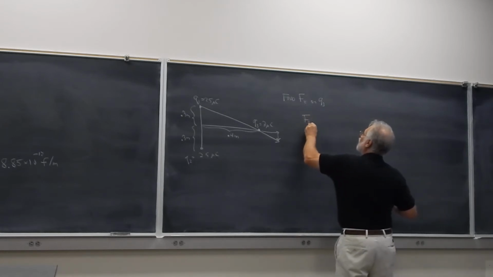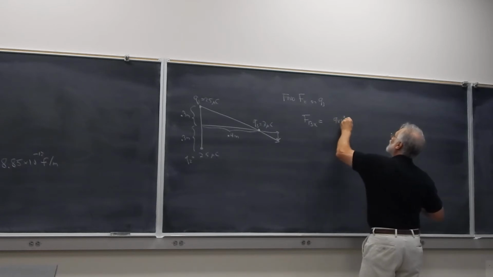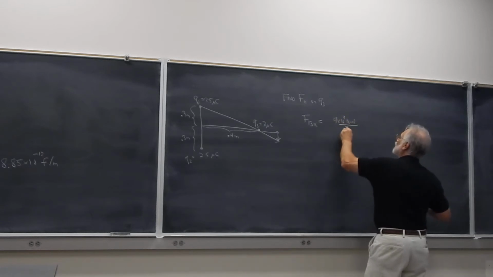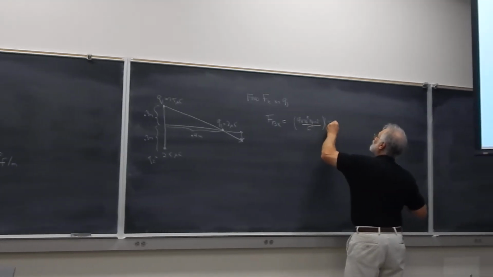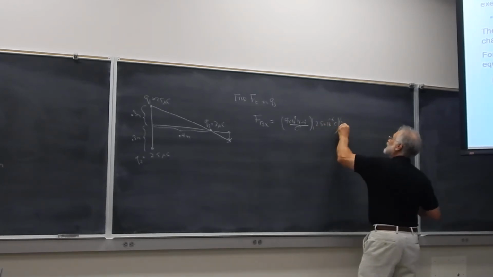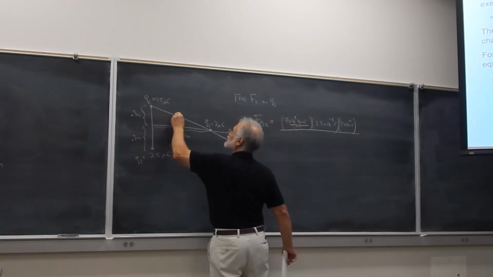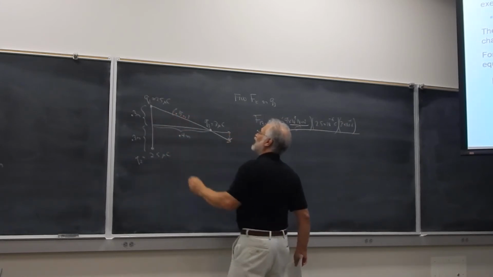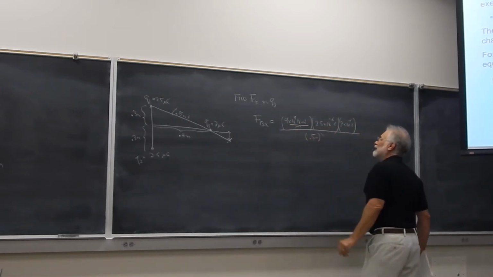So for F13x, that's going to be equal to, in this case, 9 times 10 to the 9 newton meters squared per coulomb squared, times 2.5 times 10 to the minus 6 coulomb, that's a microcoulomb, times 3 times 10 to the minus 6 coulombs, divided by the distance between them. Well, if this is 0.4 meters, that's 0.3 meters. Of course, it's the 3, 4, 5 triangle, so that has to be 0.5 meters. Then I've got to square that, 0.5 meters squared.